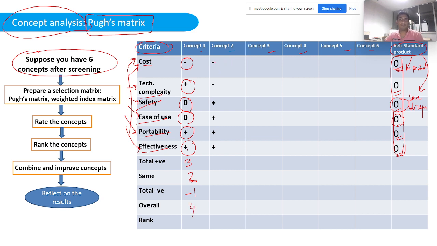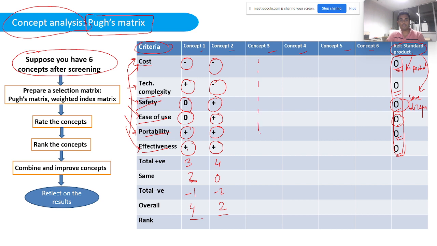Similarly, for concept 2, you say cost is more than the standard product, that's why it's a negative attribute. Technically it is more complex, negative attribute. Safety wise it is better than the current solution. Ease of use wise better. Then portability wise it is better, and effectiveness it is better. Now total positive is 4, total same is 0, negative is 2. Okay, you see now you have 4 versus 2.